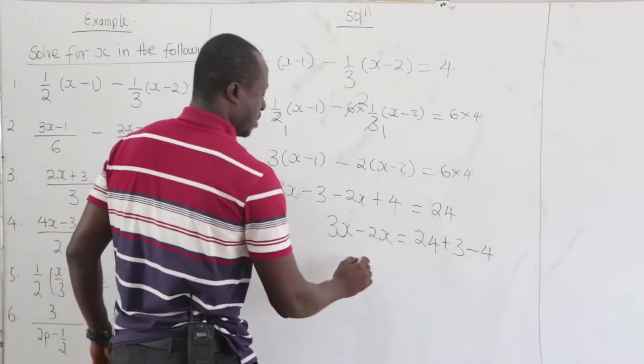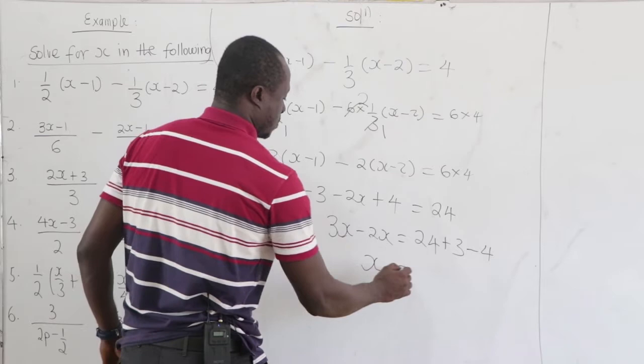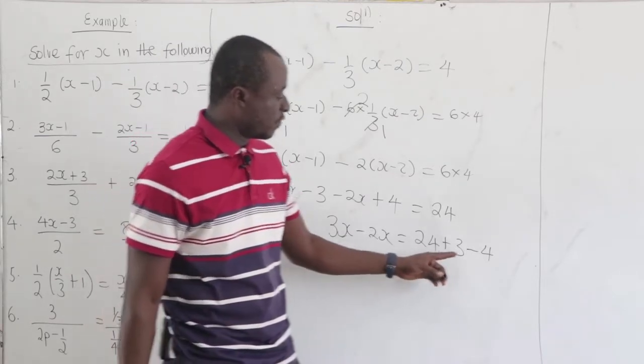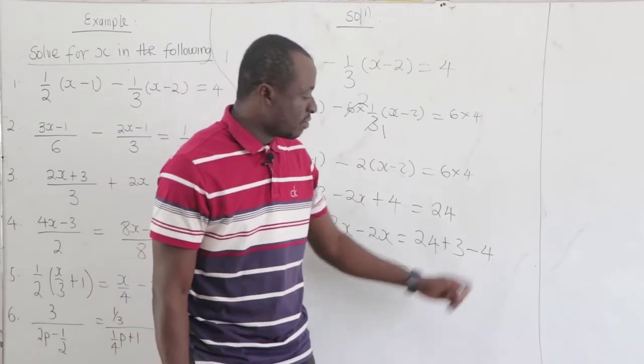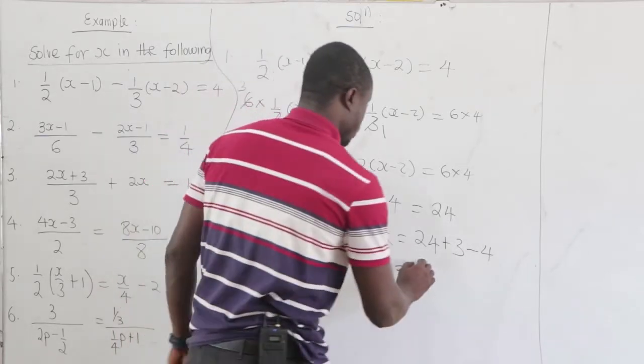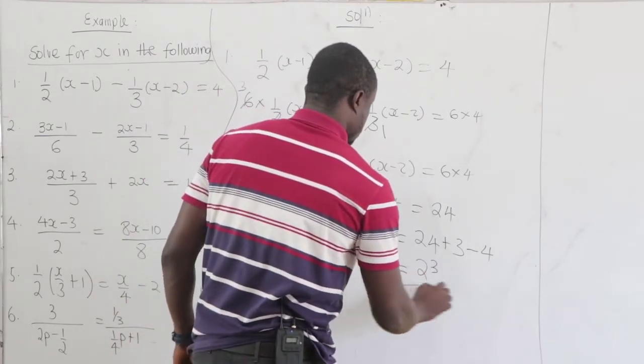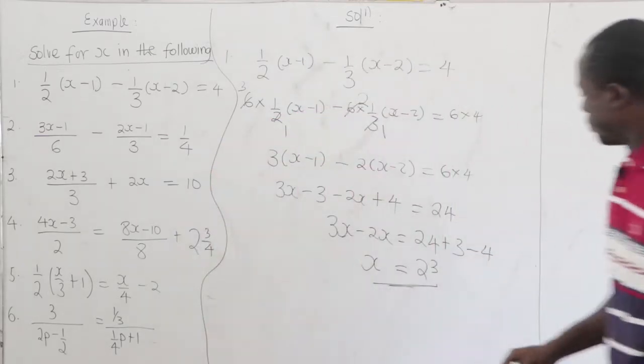Now 3x minus 2x, this is giving us x. Now let's see, what is 24 plus 3? This is giving us 27. 27 minus 4, that's 23. So we have our x to be equal to 23.